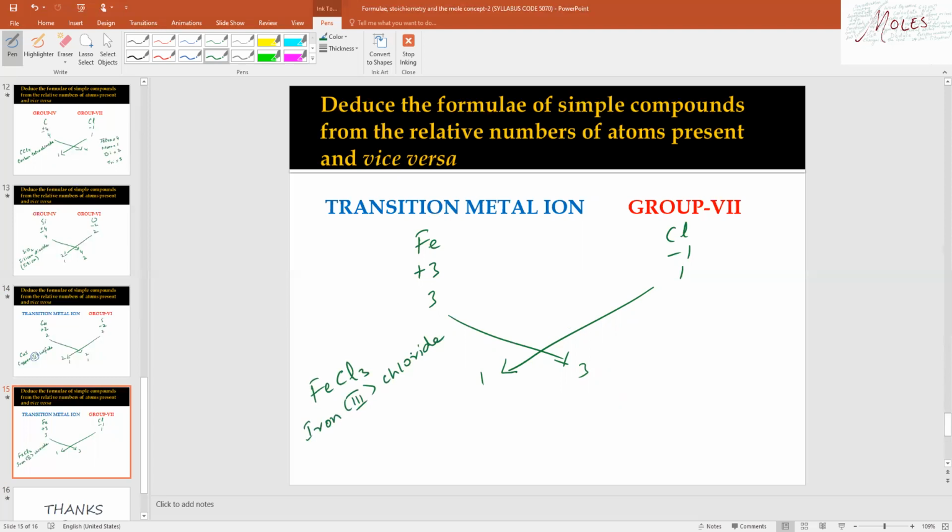Remember, zinc is excluded from this criteria. Zinc does not follow this trend. For instance, in the case of hydroxide of zinc, you will write Zn(OH)2. And the name is simply zinc hydroxide. Zn(OH)2, zinc hydroxide. No need to write any Roman numeral here.